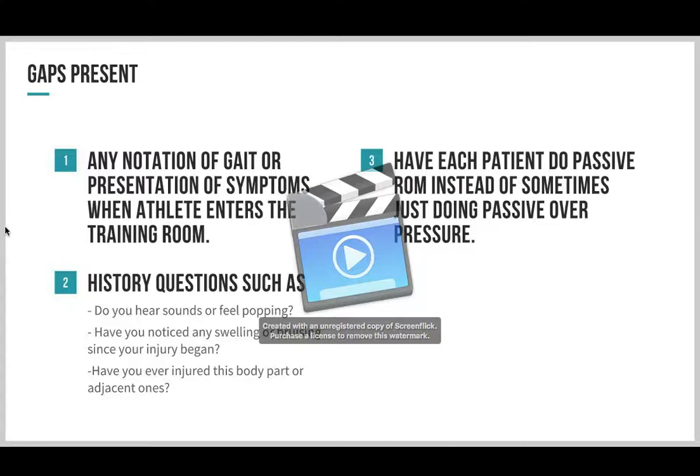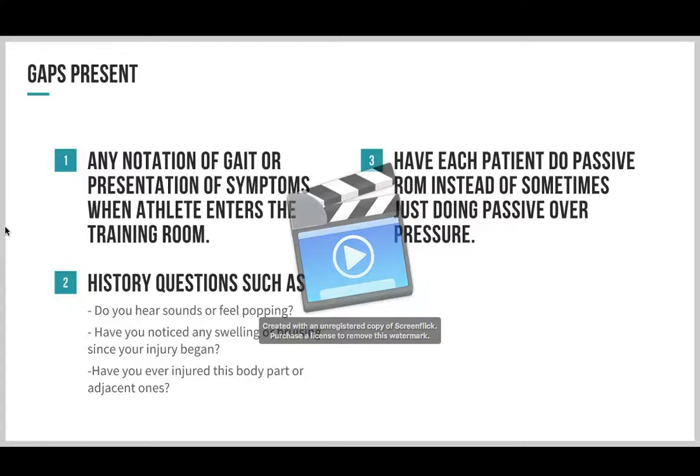Number 2, history questions, such as, do you hear sounds or feel popping? Sounds are something that unless I think already that it's meniscal or cartilage or labrum in etiology, then I don't usually ask about sounds or popping. That's something that I should definitely implement.